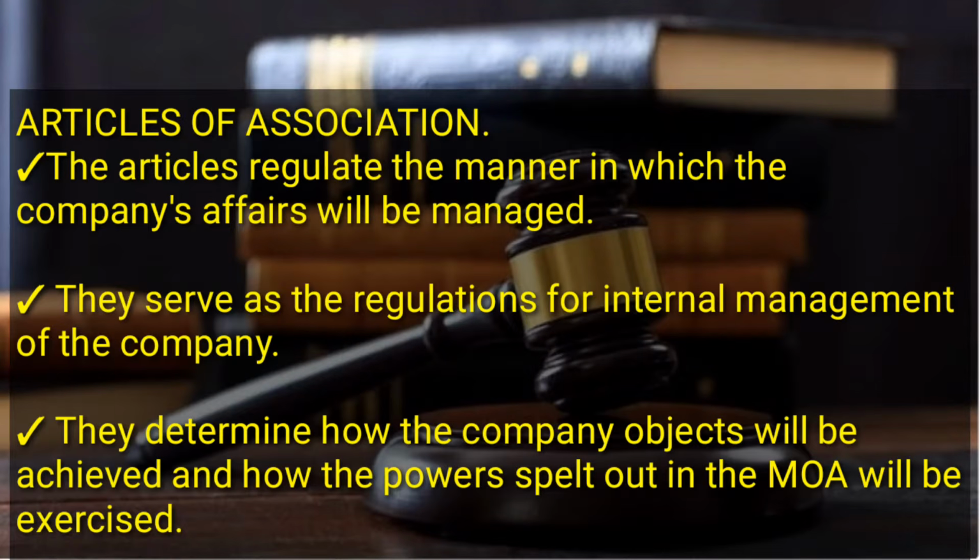Another document that we have is the Articles of Association, also known as AOA. The articles regulate the manner in which the company's affairs will be managed. They serve as regulations for internal management of the company, and they determine how the company's objects will be achieved and how the powers spelled out in the Memorandum of Association will be exercised.